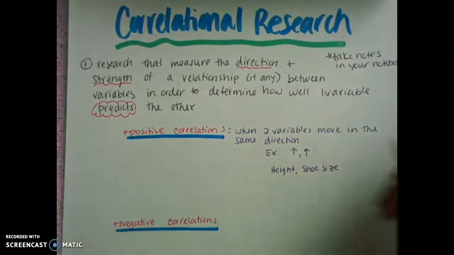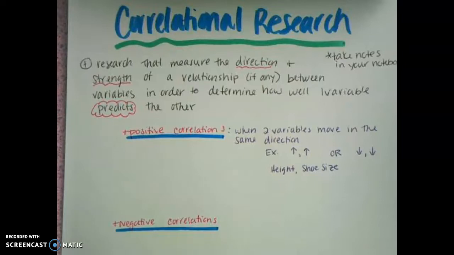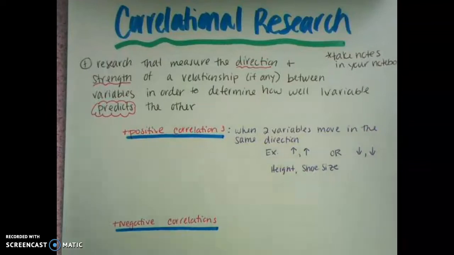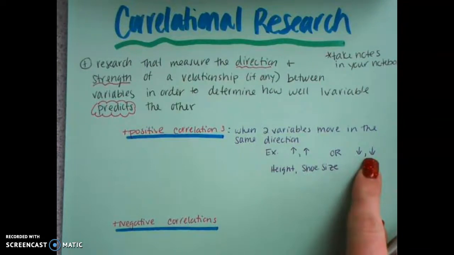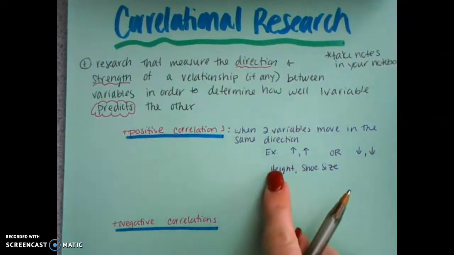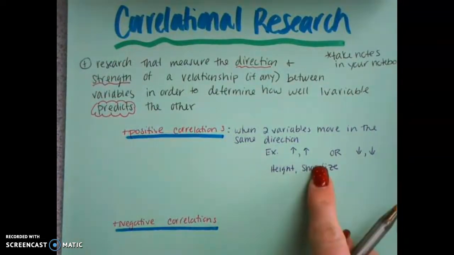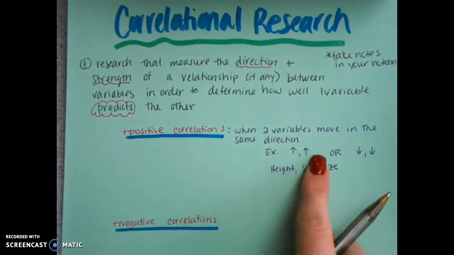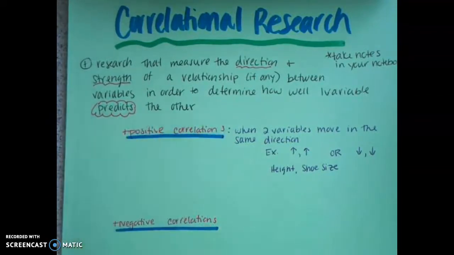Okay? At the same time, another way of writing it is as one decreases, the other variable also decreases. They're moving in the same direction with each other. So as your height decreases, your shoe size is also going to decrease, right? So the variables are moving in the same direction, okay? And let's say I tell you that height and shoe size are our two variables, and I tell you that they're positively correlated. If I tell you someone's height, you could reasonably predict their shoe size. Right? So the whole goal of correlational research is to be able to predict one variable based on the other.